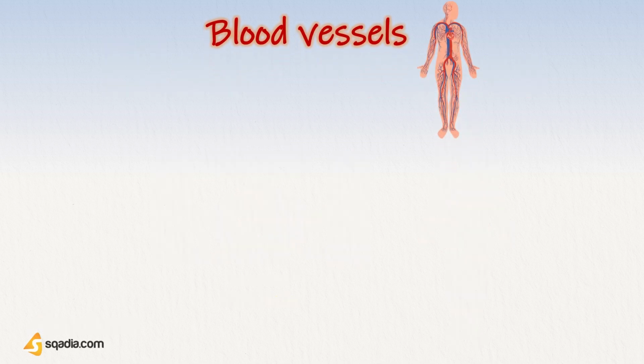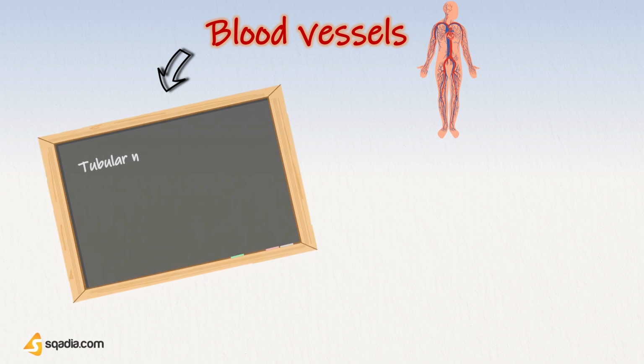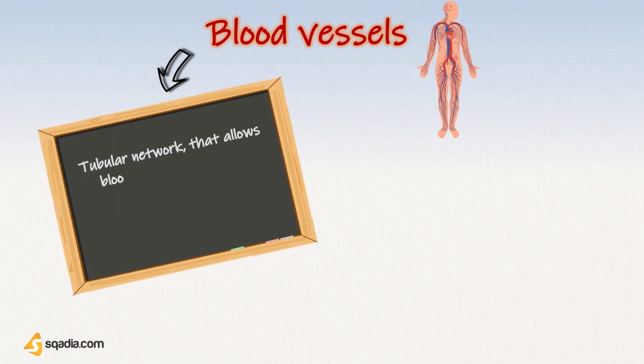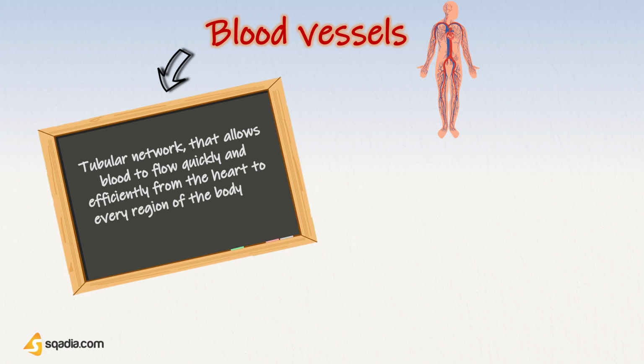So what are blood vessels? Blood vessels are a major part of our circulatory system that are defined as a tubular network extended throughout the body. It acts as a highway and allows blood to flow quickly and efficiently from the heart to every region of the body and back again.